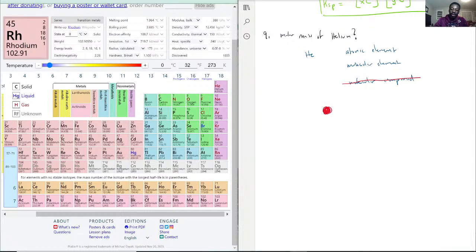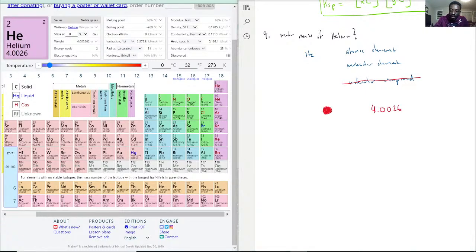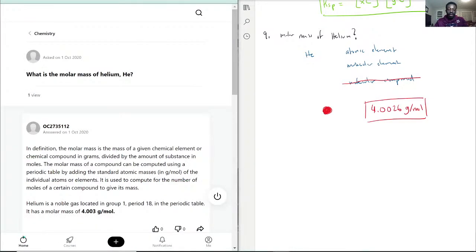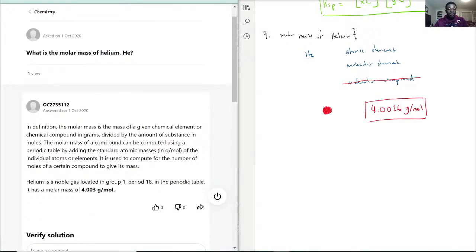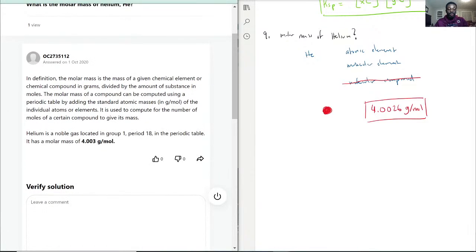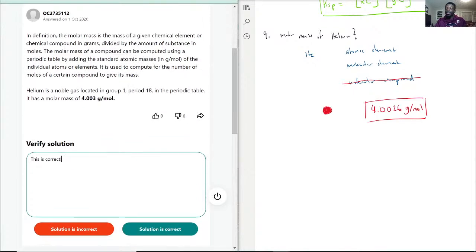So with that being said, helium is just going to be an atom by itself. And as we discussed earlier, if you have an atom by itself, your molar mass is going to be the same as your atomic mass. So if we look straight to the periodic table, the atomic mass of helium is 4.0026, and we put our units, because that actually would be the molar mass for helium. So we have 4.003 grams per mole, which is also correct based on their periodic table. That's all you have to do for this question.